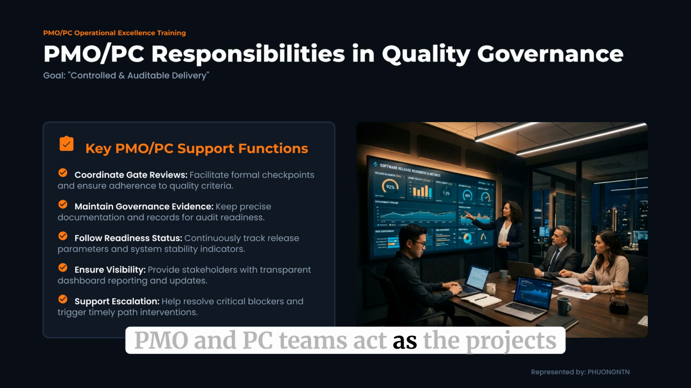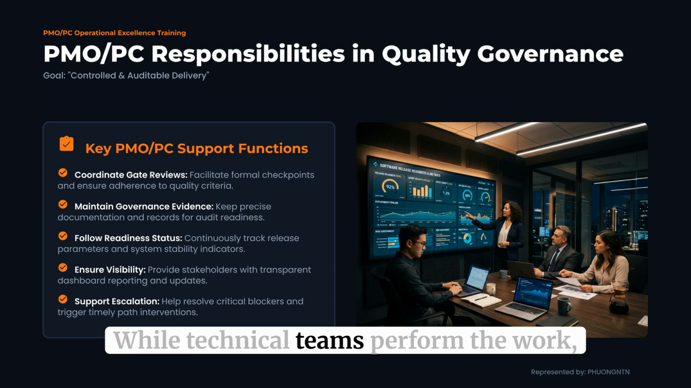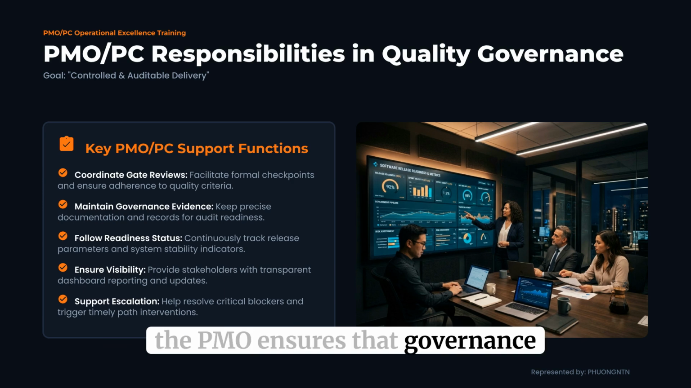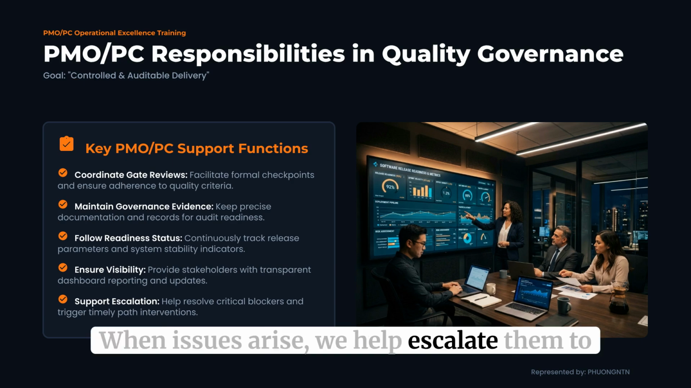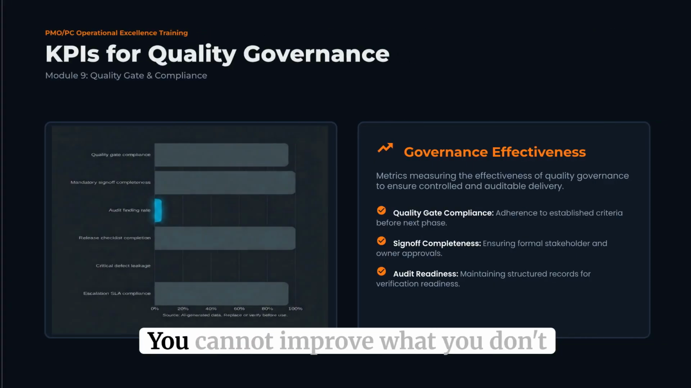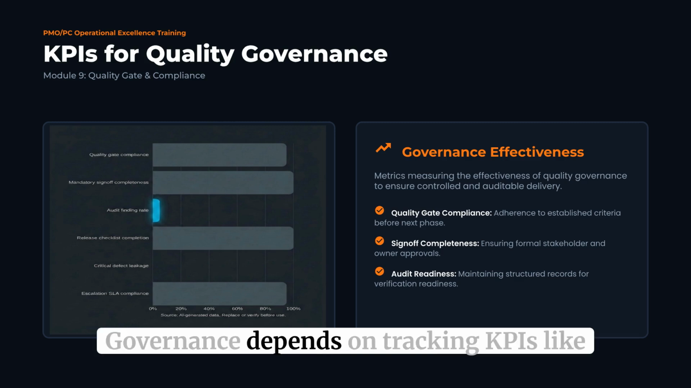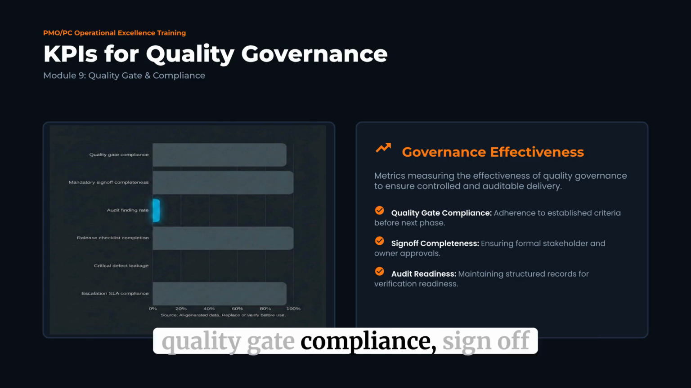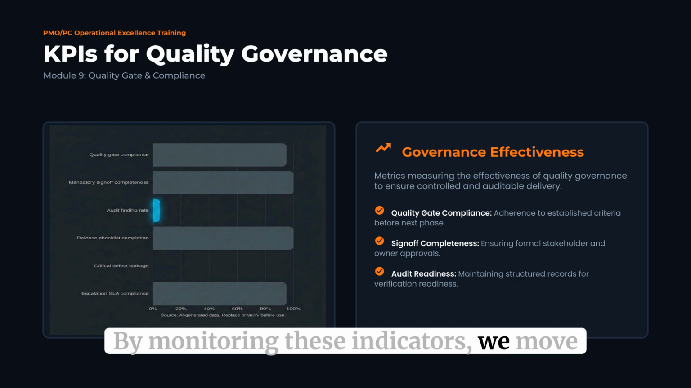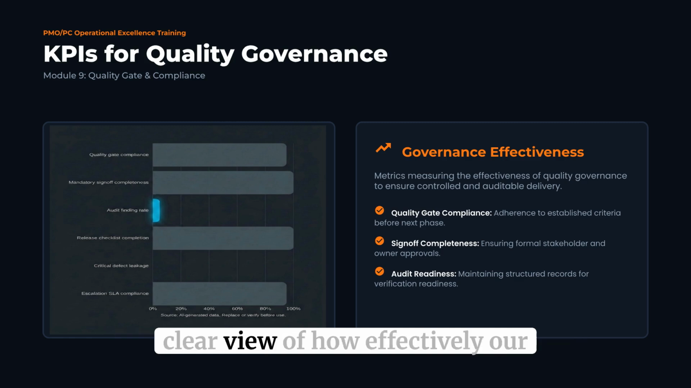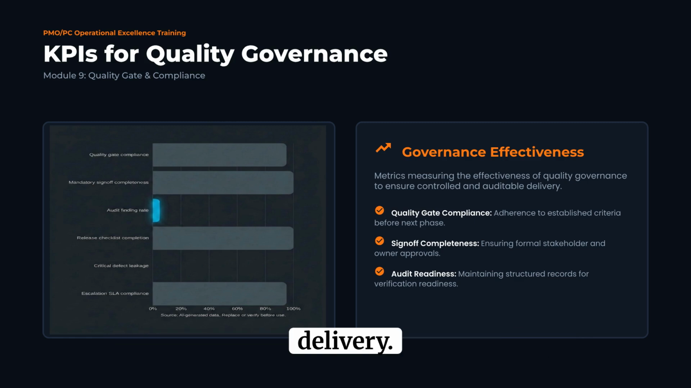PMO and PC teams act as the project's orchestra conductors. While technical teams perform the work, the PMO ensures that governance processes are followed consistently. We facilitate gate reviews, maintain records, track status, and ensure stakeholders have full visibility. When issues arise, we help escalate them to ensure critical blockers are removed on time. You cannot improve what you don't measure. Governance depends on tracking KPIs like quality gate compliance, sign-off completion rates, and overall audit readiness. By monitoring these indicators, we move beyond subjective opinions and gain a clear view of how effectively our governance processes are preventing issues and ensuring controlled, auditable delivery.